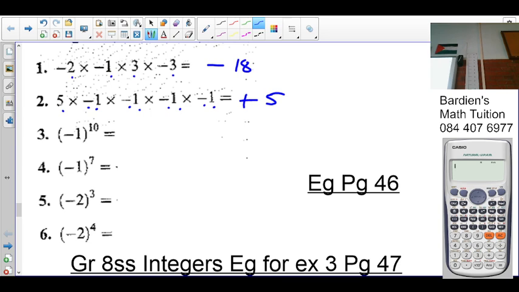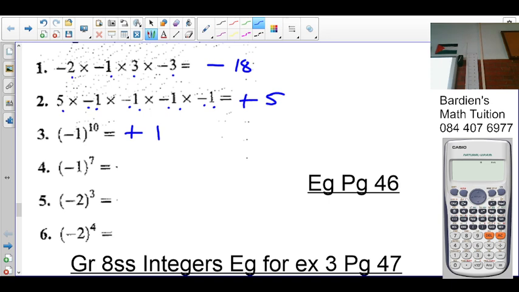Now, number 3. You've got negative 1 to the exponent 10. So that means negative 1 times negative 1 times negative 1 times negative 1, 10 of those times. You all agree with that? So will that be even or odd? Even. So it's going to be positive. And 10 ones multiplied by each other will give you 1. You all agree with that?